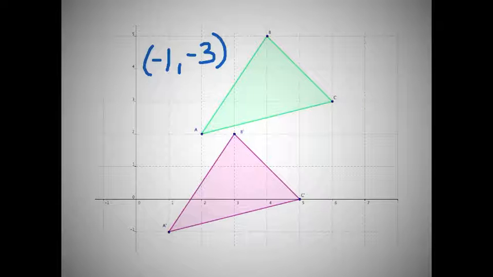Now, if we wanted to, we could have done the same thing from C over to C prime or B over to B prime. It doesn't matter which corresponding parts you pick, just so long as they're corresponding, you're going to come up with the same answer for each.